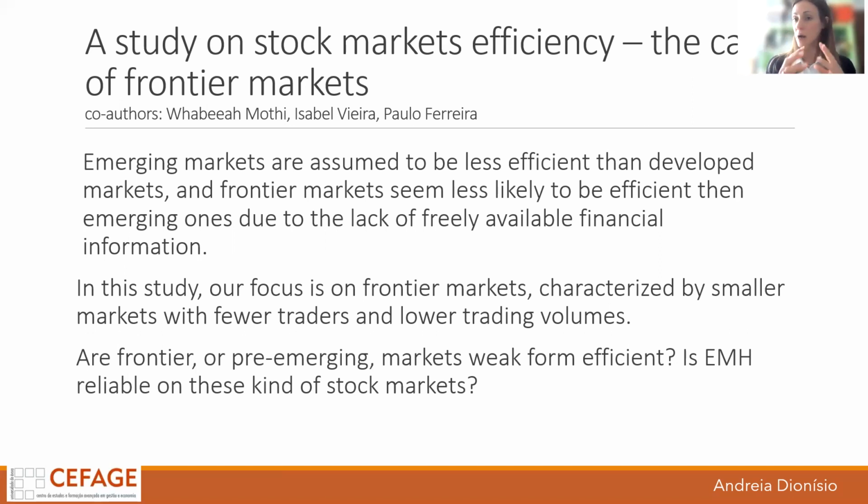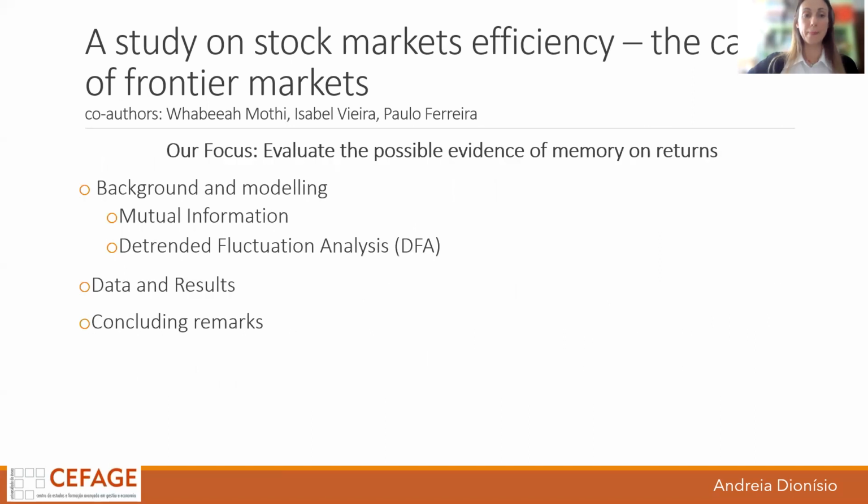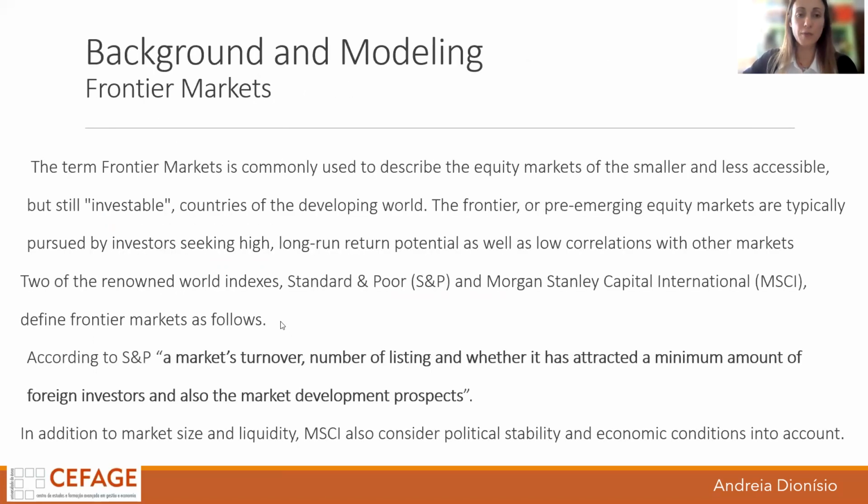And our question is, are these frontier markets weak form efficient? Is the efficient market hypothesis reliable in these kinds of markets or not? In terms of the presentation of this study, I will try to give you some idea about the background and the modeling. We use two approaches. We use mutual information, which comes from the entropy measures of information theory. And we use the detrended fluctuation analysis, DFA. I will present in a brief way the data and results and some concluding remarks.